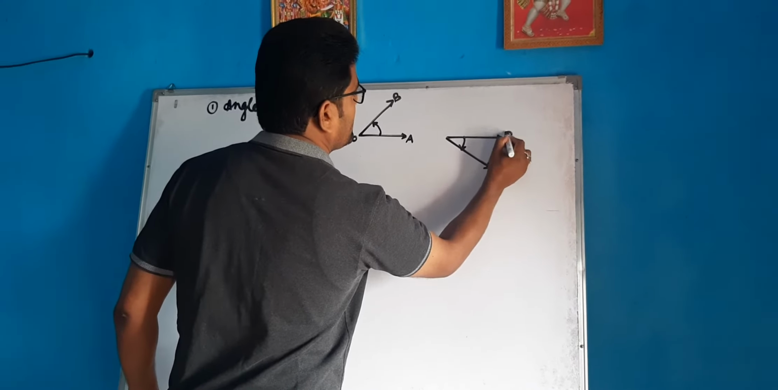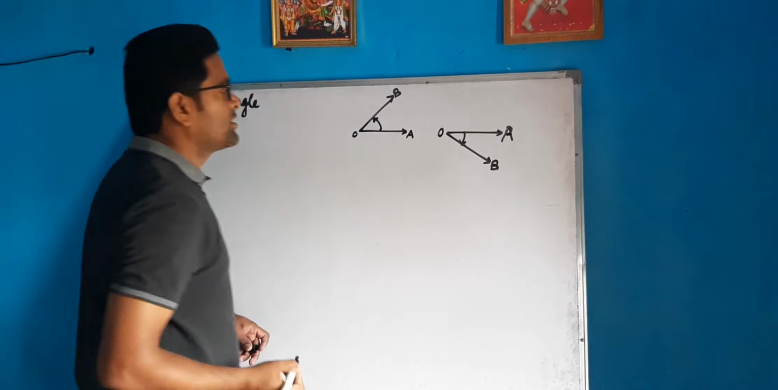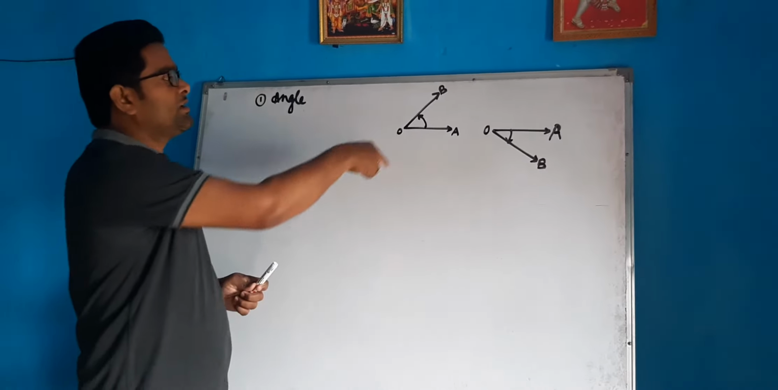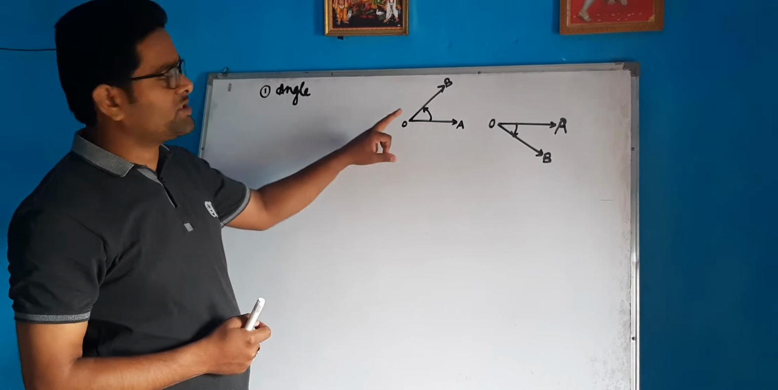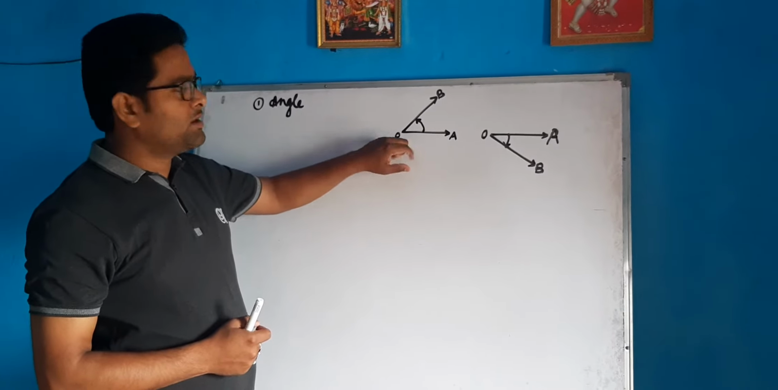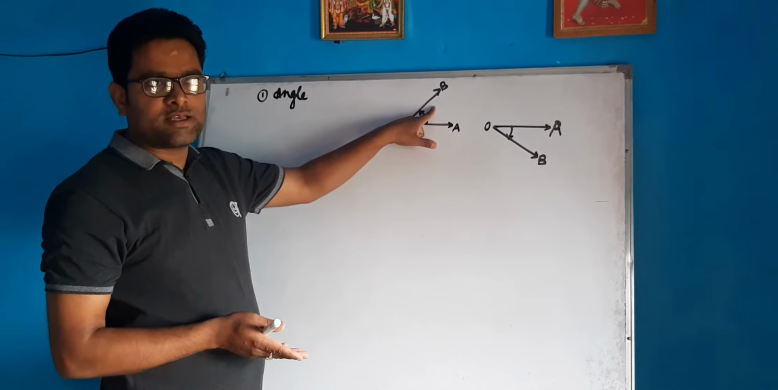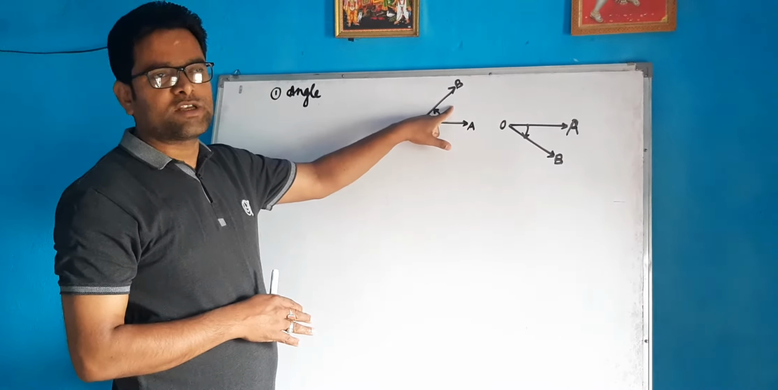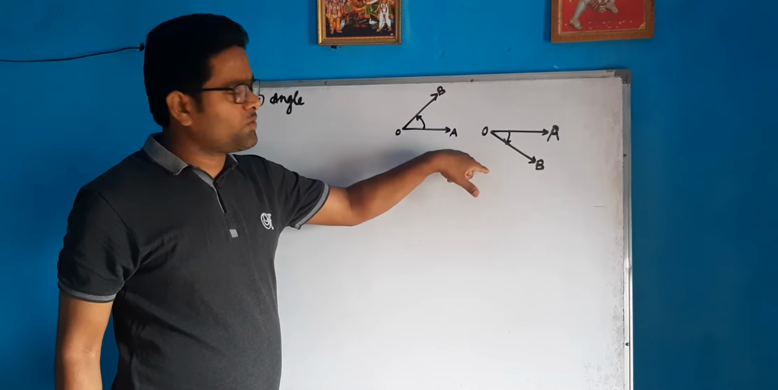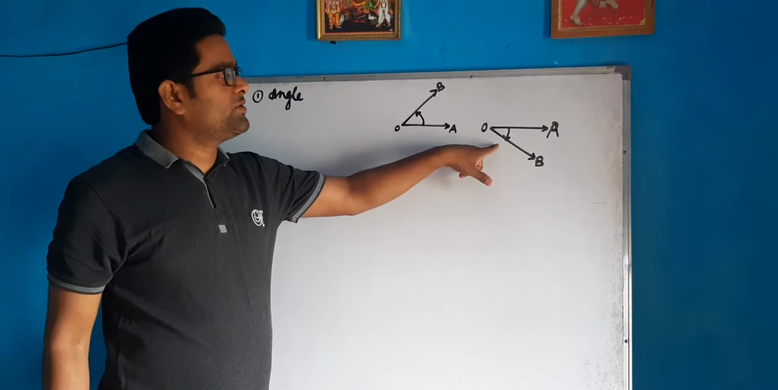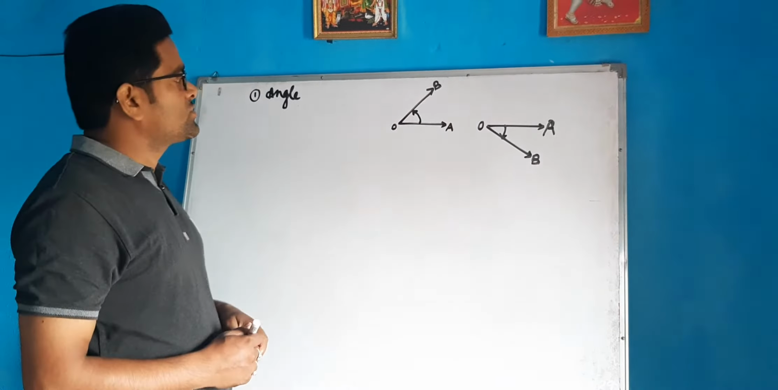if this is O, this is A, this is B, now you can see here it is the anti-clockwise direction, it is the clockwise direction. Whenever we have a rotation of a ray in the anti-clockwise direction, we have rotation in the positive direction. These are known as positive angles. And whenever we have rotation in the clockwise direction, that rotation will be known as the negative direction, so negative angles.